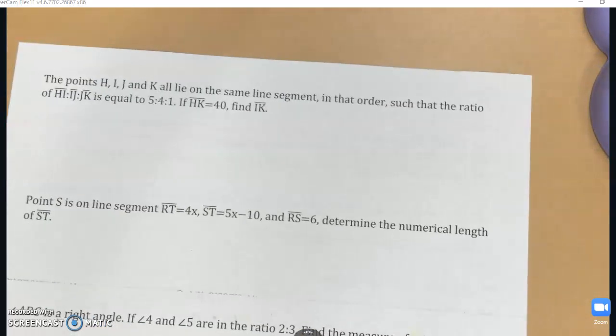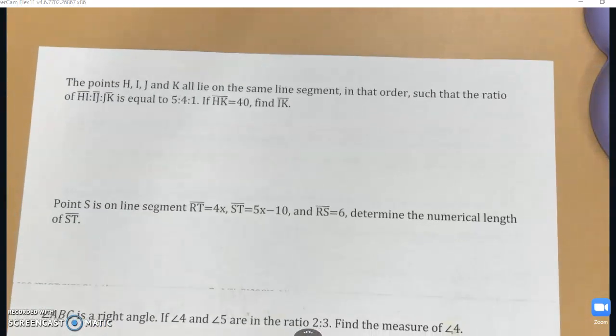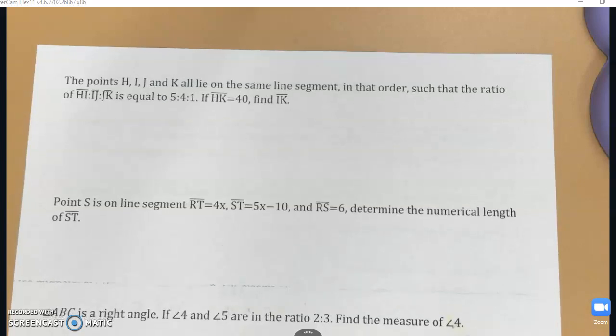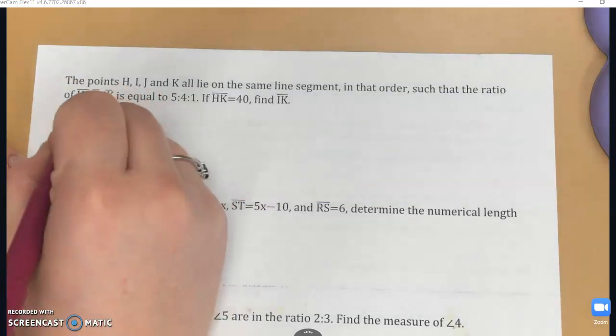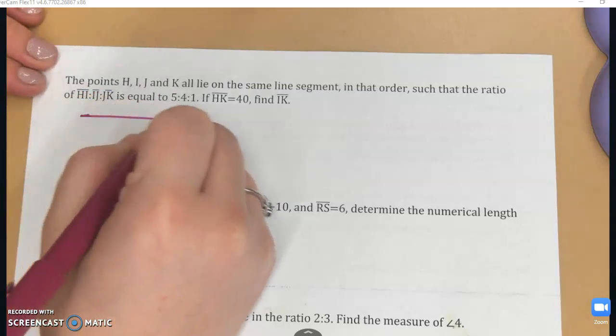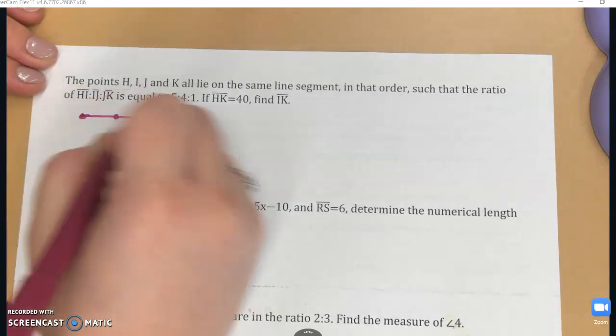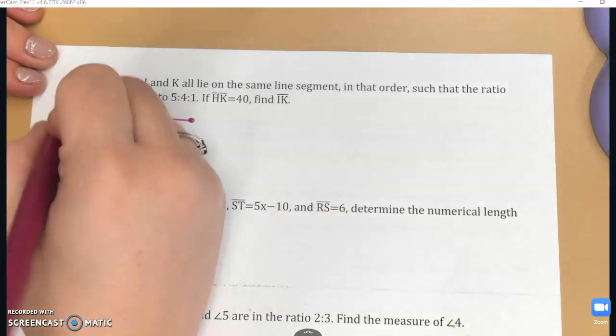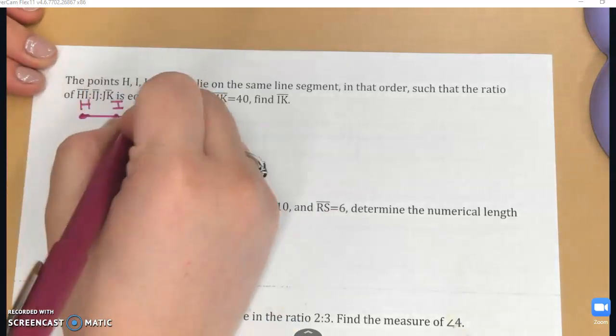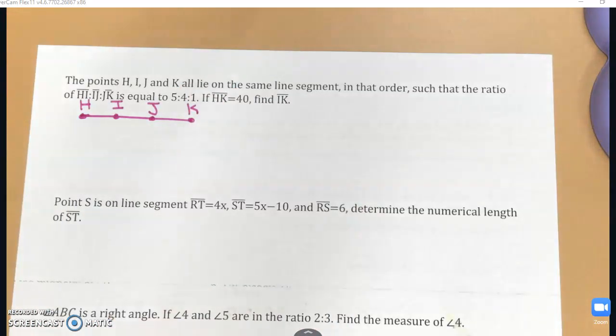Okay, now let's do some mathy problems like what you're going to see on your homework. On this first one, the points H, I, J, and K all lie on the same line segment in that order. So I'm going to go ahead and start drawing that. I've got a line segment with 4 points, H, I, J, and K.